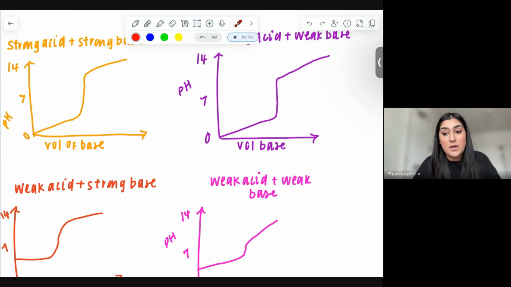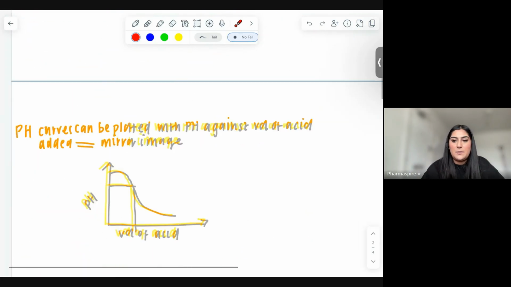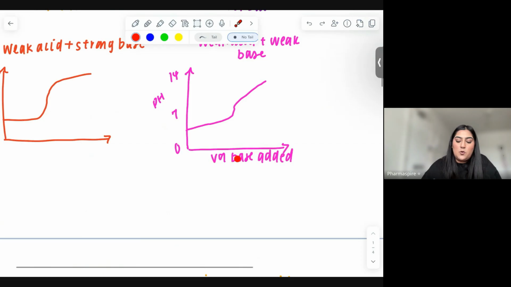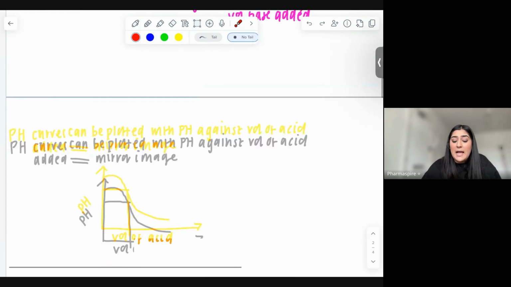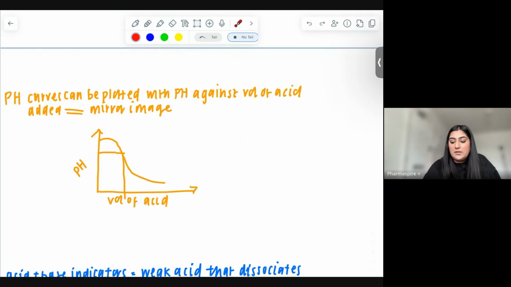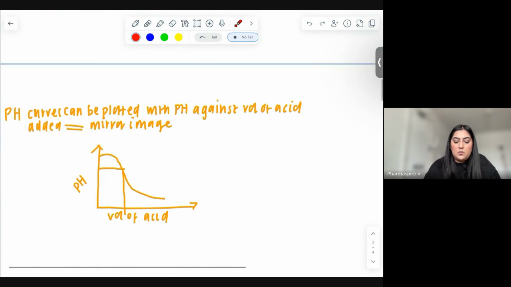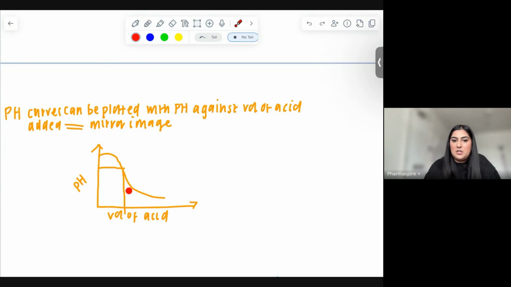Now, I wouldn't go straight away and just learn them. What I would do is know about the starting and end points, and then you should be fine. There's no need to just memorize it. You should be able to predict what it would look like. There's another thing. Remember when I said the volume of base being added is at the bottom? They can change it to say volume of acid. The only thing that is different is that with the volume of acid, it is a mirror image of what the typical curves would be. I've never really seen this happen, but they could ask you it, so just be aware.